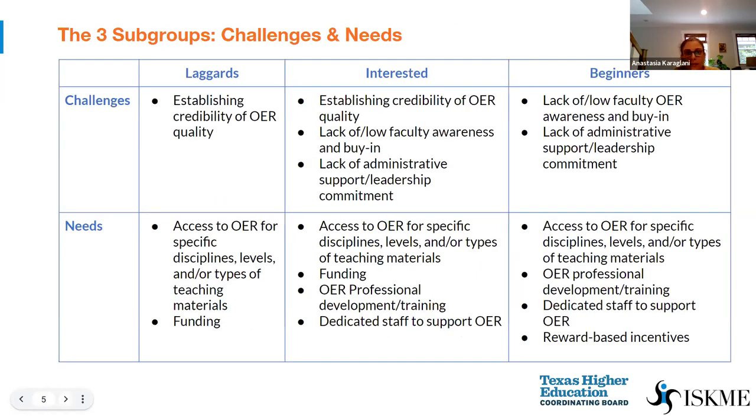In terms of challenges and needs, all groups indicated that they need access to OER for specific disciplines, levels, or types of teaching materials. The laggards and the interested indicated that they struggle to ensure high quality OER and that they need funding to support the OER work. The interested and beginners were more likely to indicate a need for dedicated OER personnel and professional learning. Since the beginners were more likely to offer incentives for OER adoption and creation, it was not surprising that they were also more likely to indicate a need for stipends for this purpose.